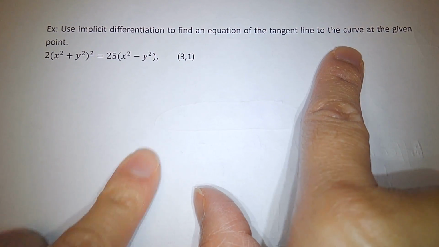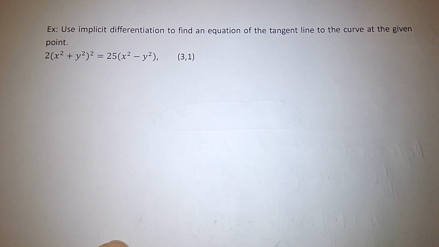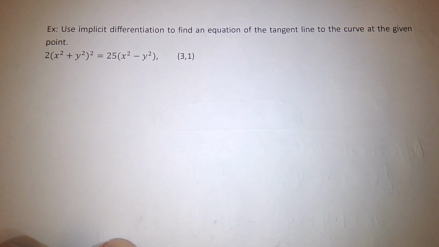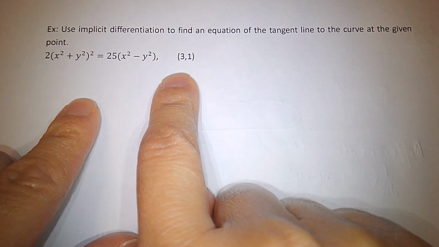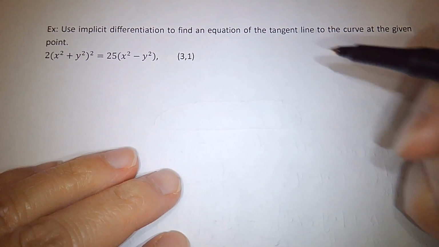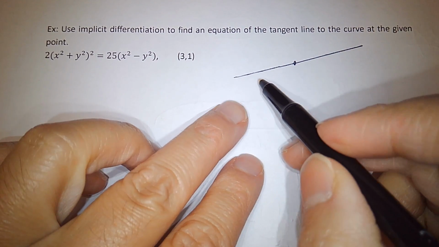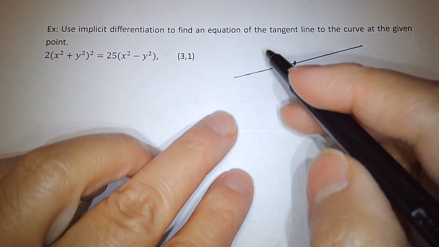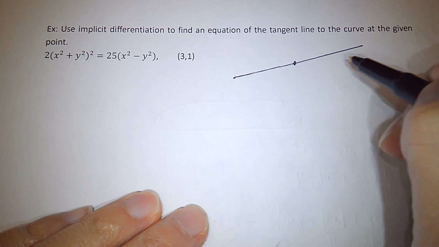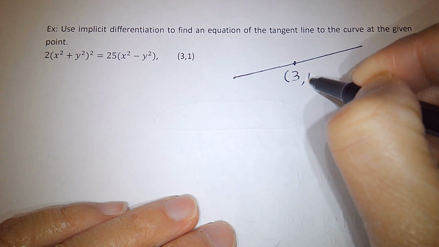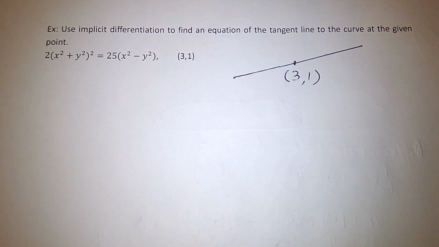This type of question looks very familiar to us, right? We did many questions of this type. For this specific question, find the equation of the tangent line. Tangent line is a straight line, right? In order to write down an equation for a straight line, we need to know one point on it. So what is the given point? 3, 1. We know it, right?